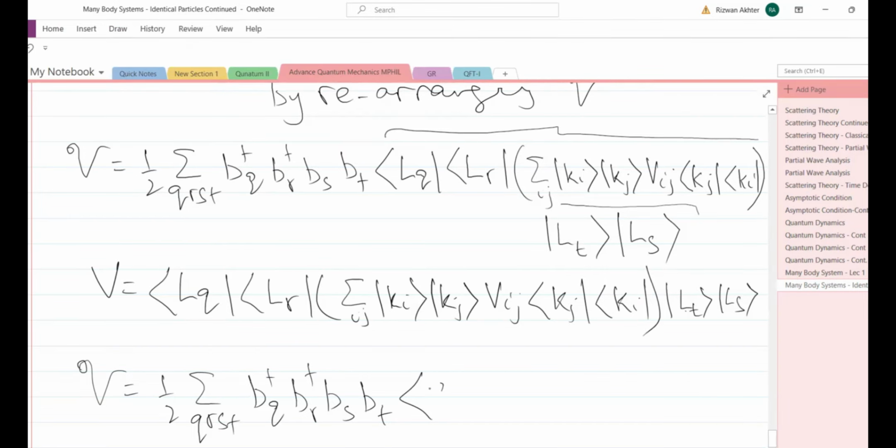We have Q and R state, and the matrix element is of operator V, and we have P and S state. So the matrix elements of P. So this is the general form of any two-body interaction. In some vague sense, Q is coupled to T via the intermediate state Ki, while R is coupled to S via intermediate state Kj. And this is basically the concept of multiparticle states.